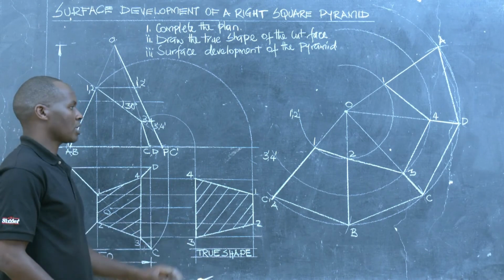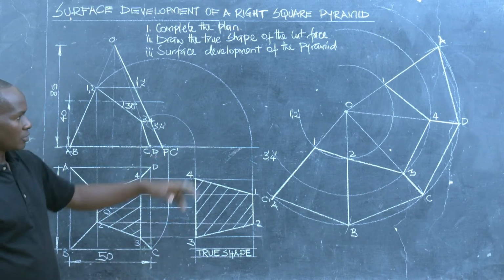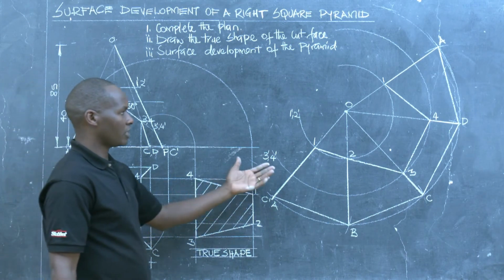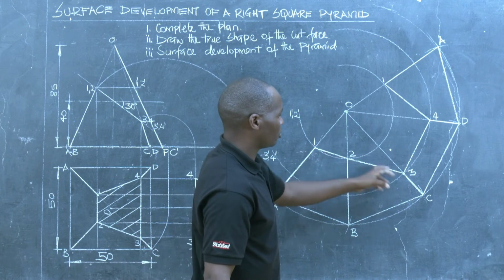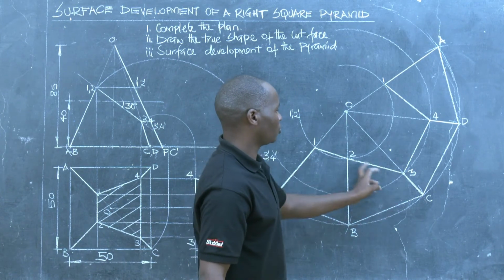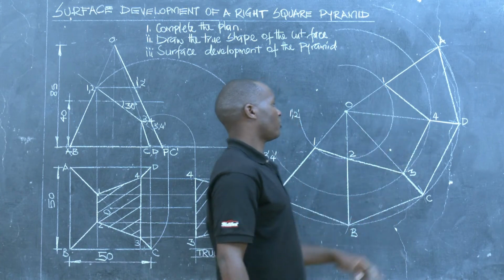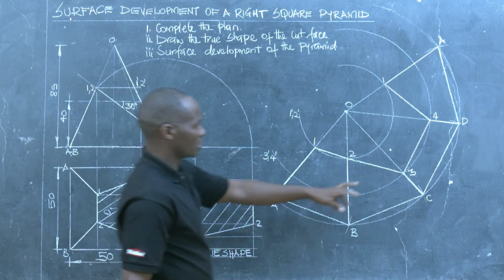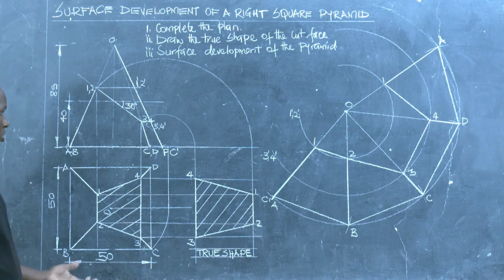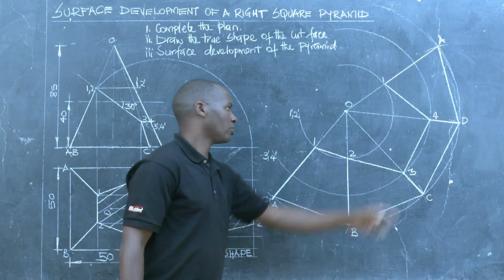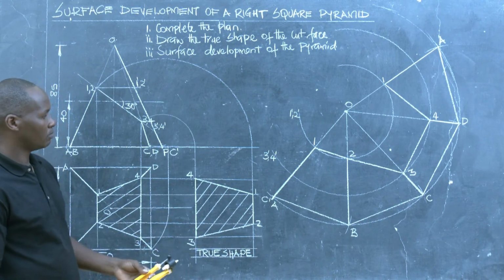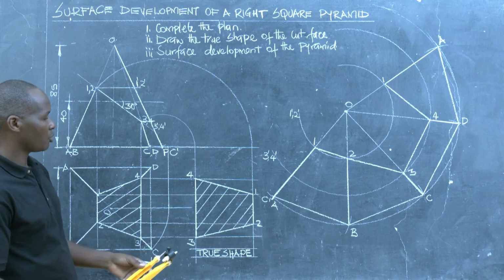So you can start with the true shape. And for us to be able to attach the true shape on the surface development, we pick any of the sides that we've been given, because we already know face edges 1, 2, 3, 4, 4, 1. So we can pick edge 3, 4 and attach it using edge 3, 4. So we already know point 3 and 4. So we'll use those 2 points to generate point 1 and 2.